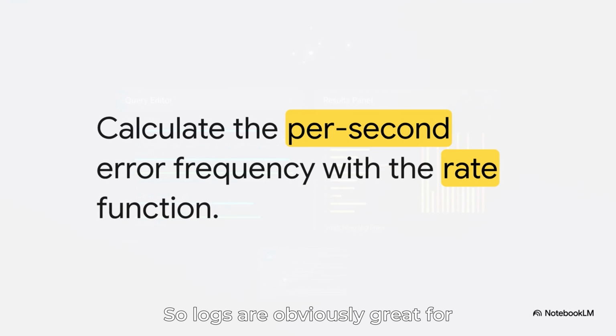So logs are obviously great for reading line by line, but metrics are what you actually need for graphing trends, spotting anomalies, and firing off alerts. Enter pattern 6. Wrapping your log query in a rate function over a 5-minute window instantly calculates your per-second error frequency. Just like that, we've turned a basic text search into a mathematical rate. It totally bridges the gap between logging and monitoring. In fact, this exact query structure is what you'd use to build dynamic dashboards or trigger those critical production alerts.